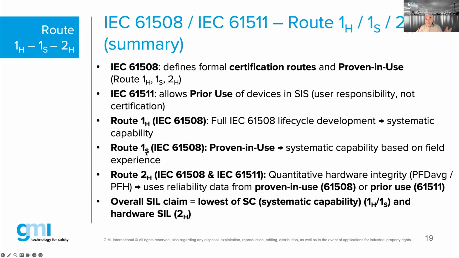Road 1H can be a mix by some vendors when they take some quality data feedback from proven in use and Road 1H, and you will reflect this on the certification. Road 2H can be both prior use or proven in use. And summary, the overall SIL claim, the maximum SIL, will be the lowest systematic capability evidence on that specific device.